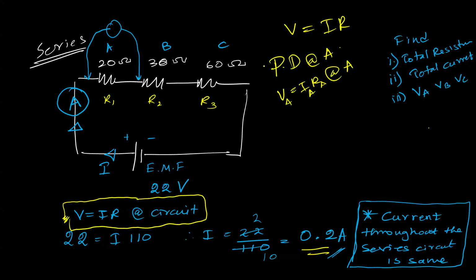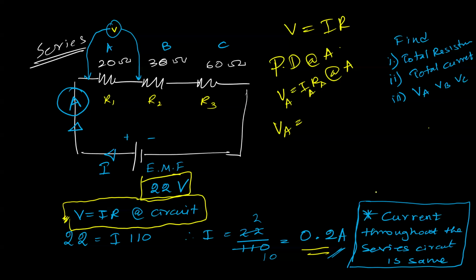So they will give the EMF, right? Yeah, they have given the EMF, 22, here. So voltage of A, to find the voltage only at this A point, the equipment you are going to use is a voltmeter. But now we don't have a voltmeter, we have to use calculation. So VA equals current through A.